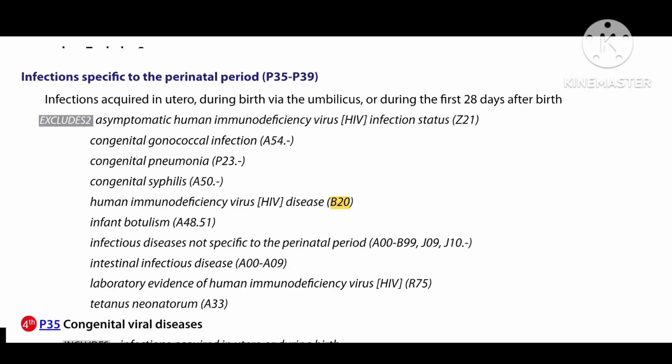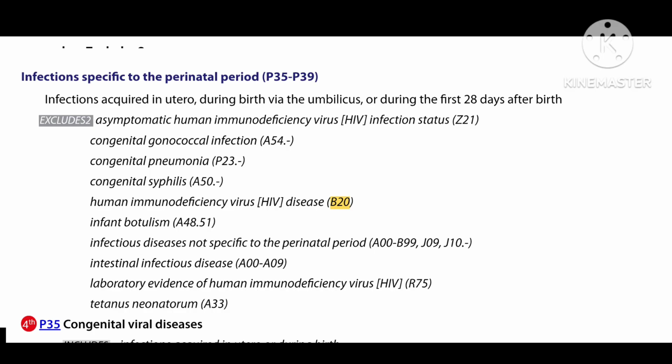Here I am showing one example. Infection specific to the perinatal period. Perinatal means around the time of birth. When a baby is delivered, in the next 28 days, if the baby is getting some infection, that is called a perinatal infection. Below that you can find the excludes 2 notes.